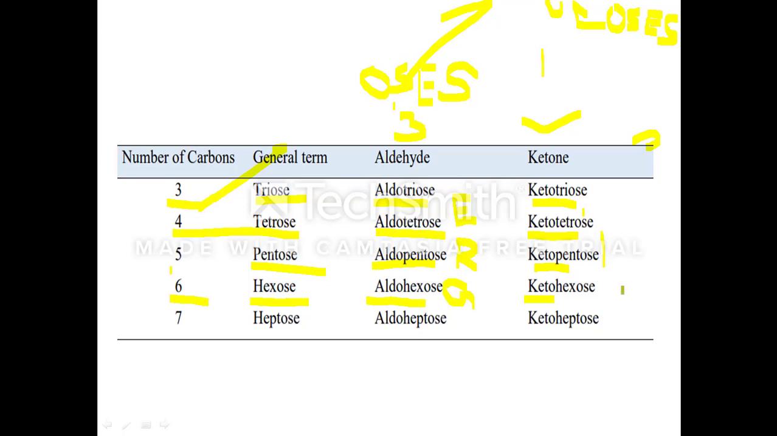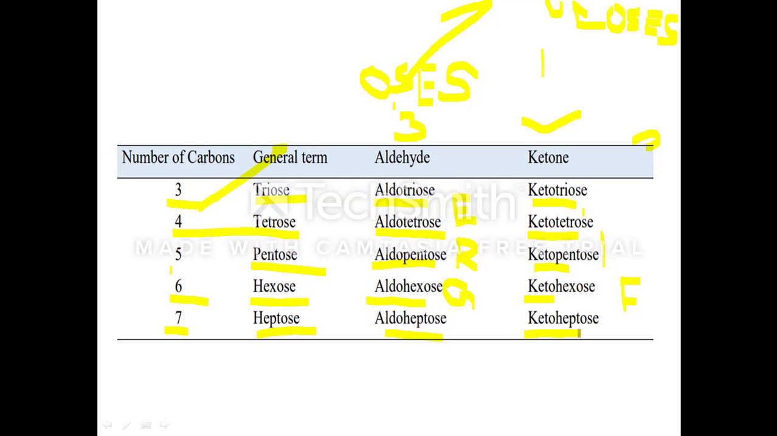Similarly, for the ketohexose, it is fructose, which has the ketone as the functional group. Like this, the monosaccharides are classified based on the number of carbon atoms. If the carbon skeleton has 7 carbon atoms, then it is called a heptose. If it is an aldehyde, it is an aldoheptose. If it has the ketone group in the carbon skeleton, then it is a ketoheptose.